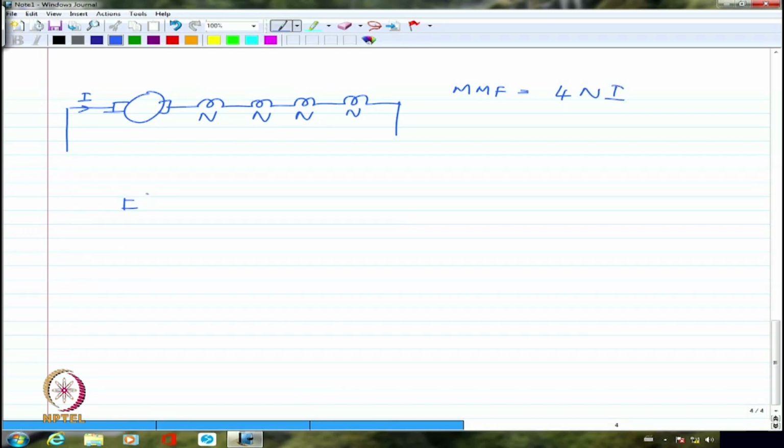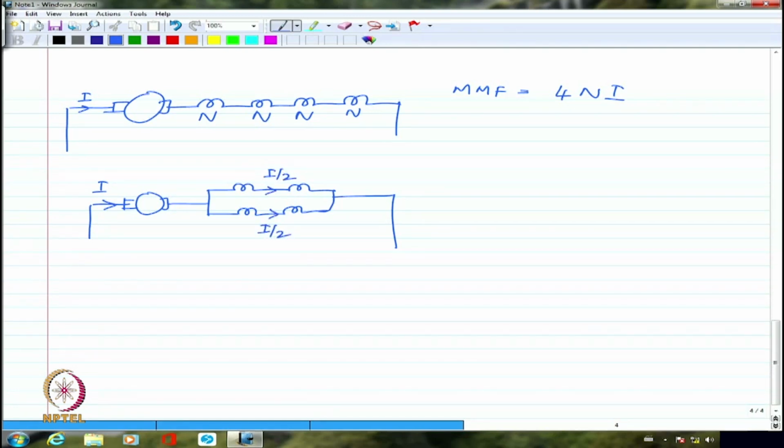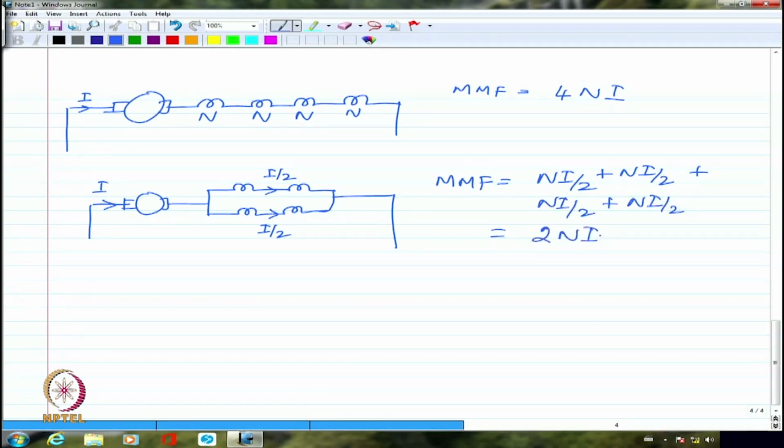Rather than this, if I connect it in such a way that I have two coils in series, two more coils in series, and both of these pairs in parallel, and let us say the total current is I, then I by 2 flows in each branch. Looking at the MMF in this case, I'm going to have N times I by 2 plus N times I by 2, four of them together. So I will have 2NI.